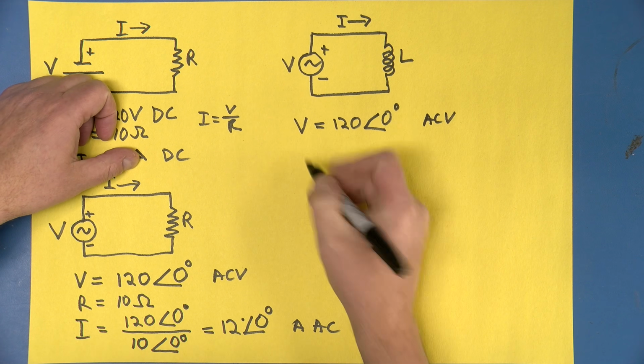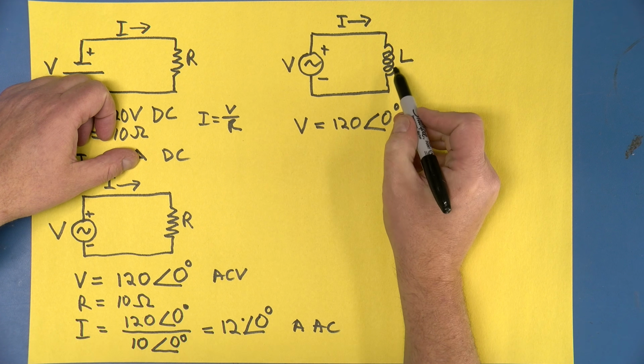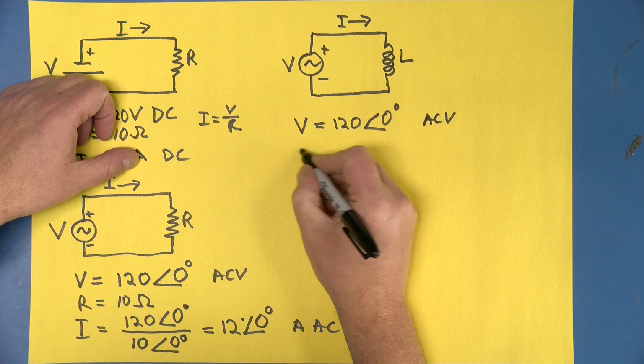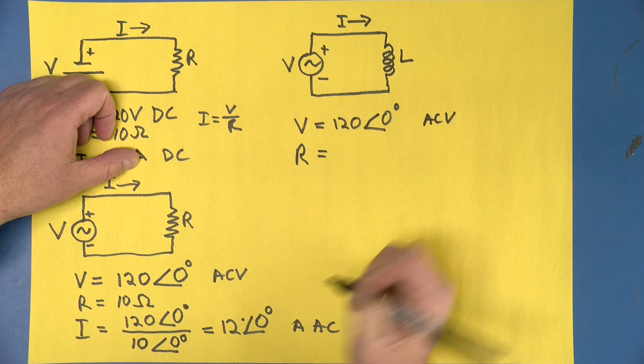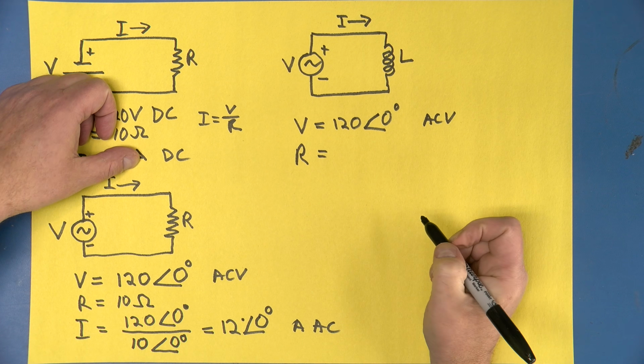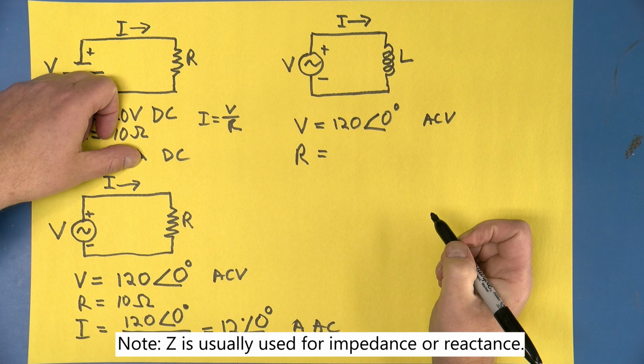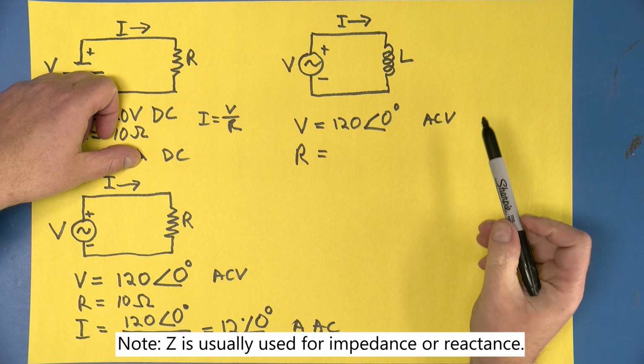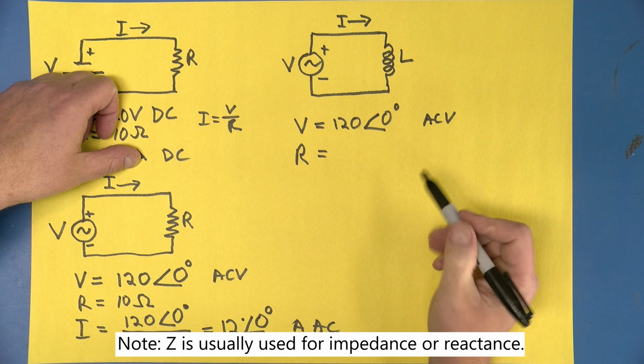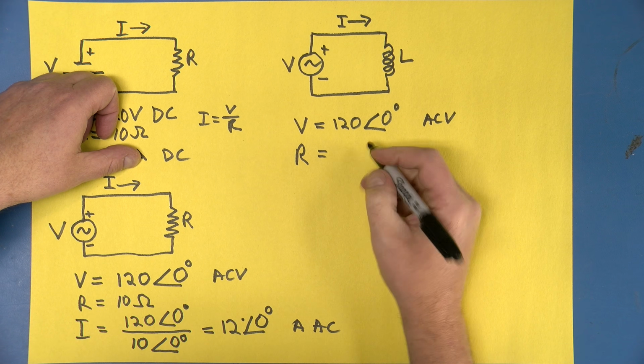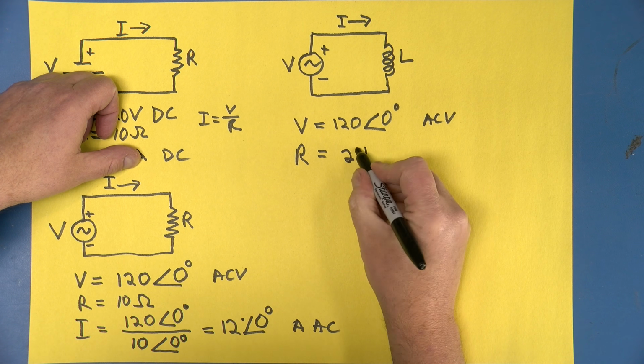And the reactance, instead of resistance, we'll use R. They both start with R, so that's fine. Is, well, what is the reactance for an inductor? And the reactance is 2 pi.